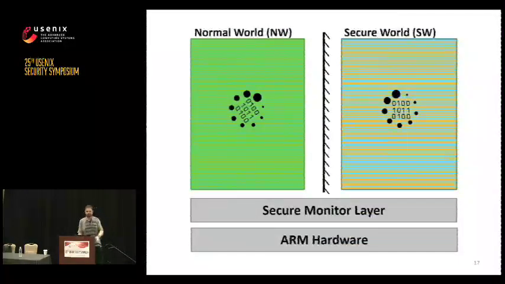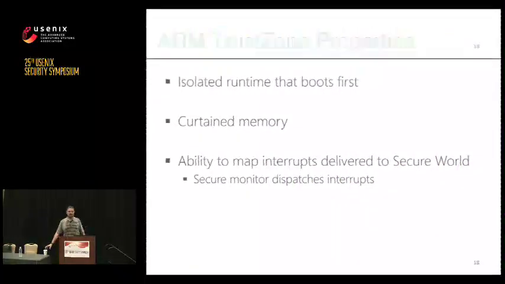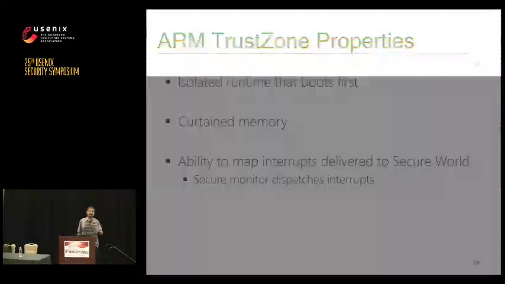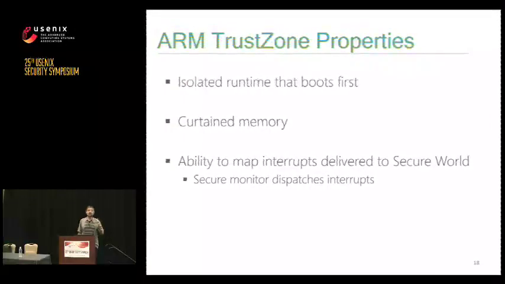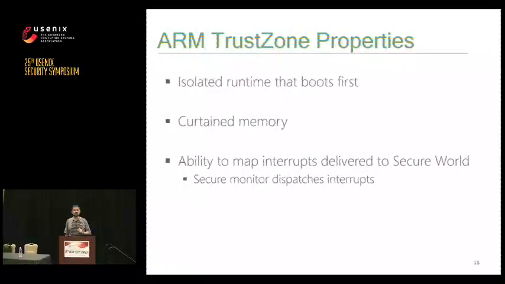They take turns. So to summarize the ARM TrustZone properties, the isolated runtime boots first and provides curtained memory. All interrupts are delivered to the secure monitor layer, which can then dispatch them to the appropriate world. So with this feature, you can build secure I/O or secure peripherals. And this ability to map interrupts to the secure world is specific to ARM TrustZone. SGX does not have this ability, and that's actually, in our opinion, a limitation of SGX.